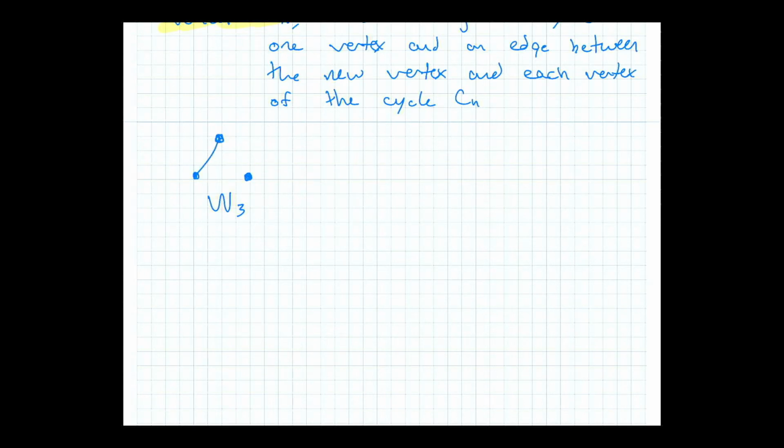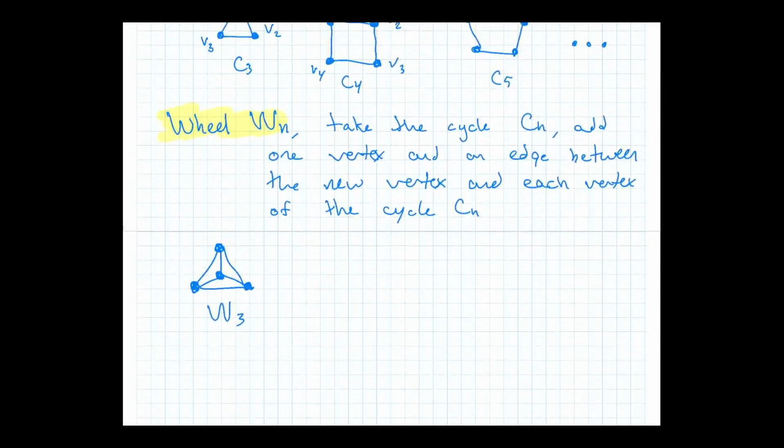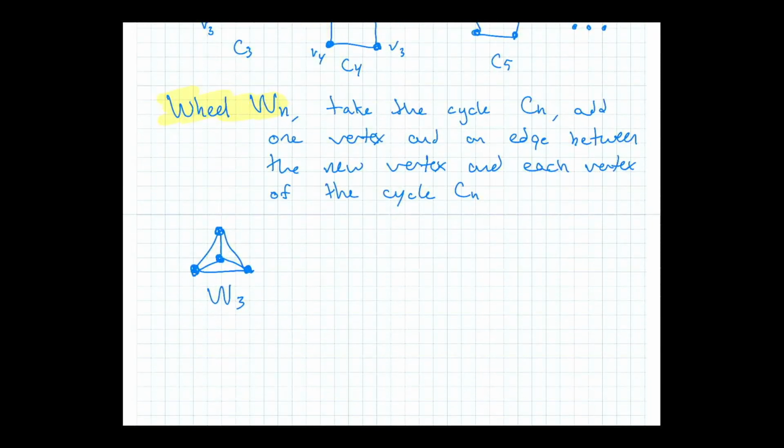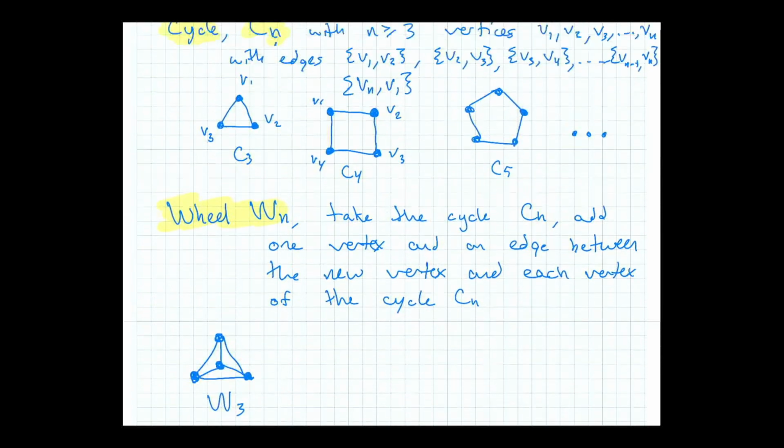So for W3, you start with the cycle, and then you add one new vertex, which we draw in the middle, and then that vertex gets connected to the vertices in the cycle. The idea is that it's called a wheel because you're taking a cycle and making it a wheel by adding some spokes, like a center and some spokes. So it looks like a wheel. That's the idea.